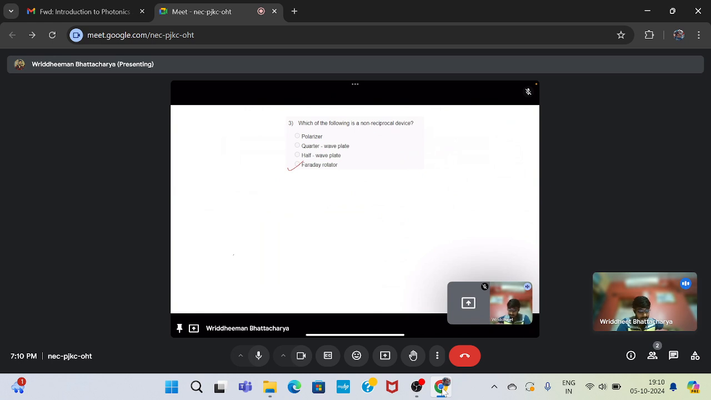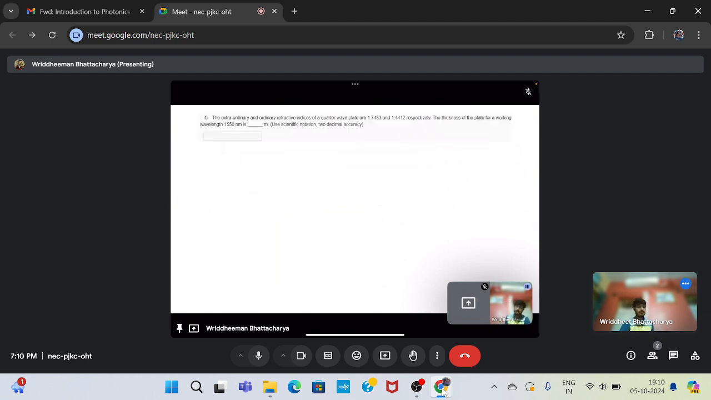So what do we have? According to the Faraday effect, the direction of rotation is dependent on the direction of the magnetic field applied on the conductor and not on the direction of light propagation. Thus, the Faraday rotation is non-reciprocal. The polarizers or the waveplates are birefringent materials in which the polarization rotation depends on the direction of the propagation of the wave.